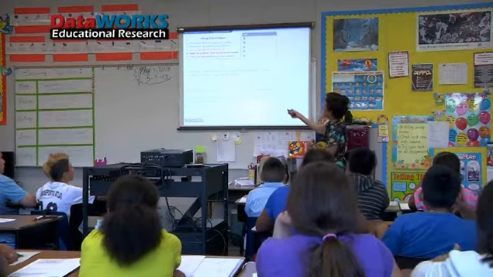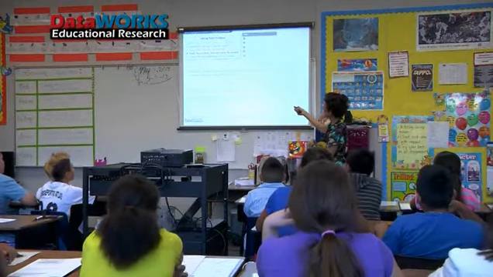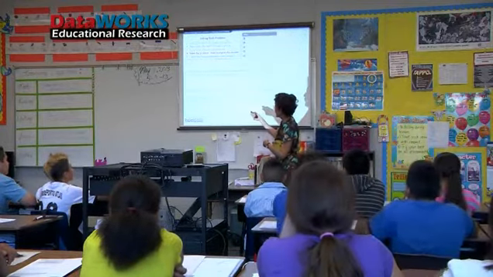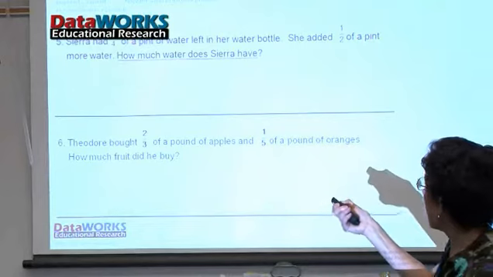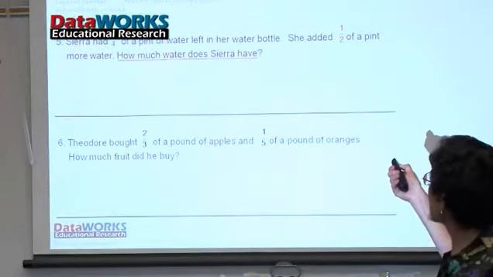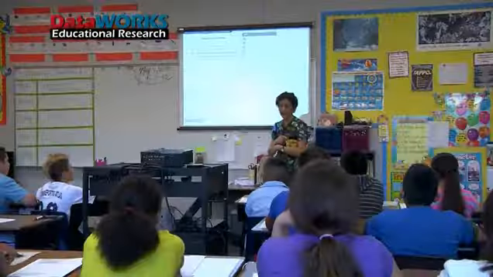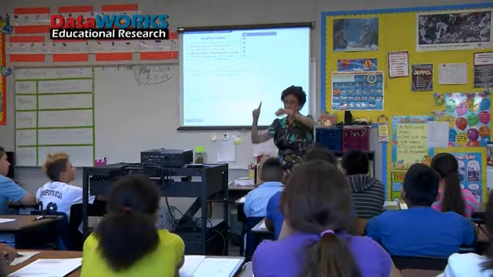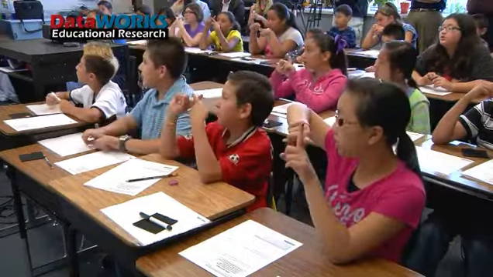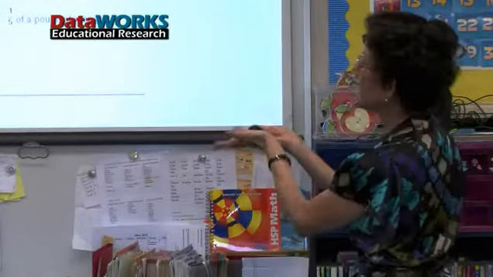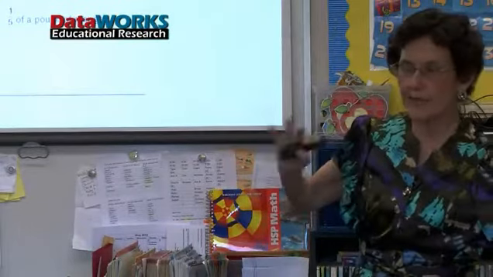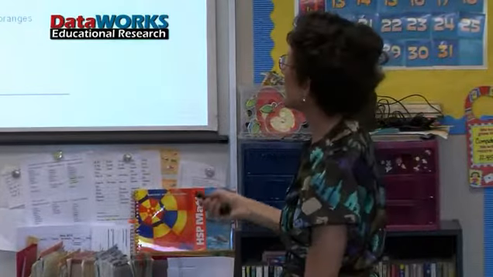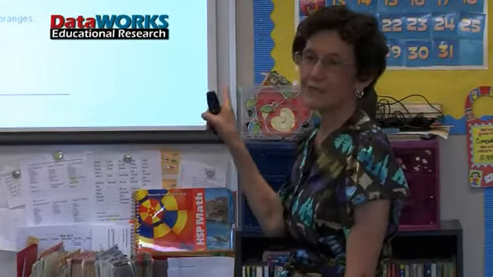Let's read it. Determine the math concept required. So I'm looking at this. Sierra has 1/4 of a pint, and then she adds 1/2 more. When I see added more, I know that they're talking about addition. So the math concept, they're not telling me, oh, these are fractions with unlike denominators or anything like that, but they're telling me added. So I know that the math concept is adding fractions.